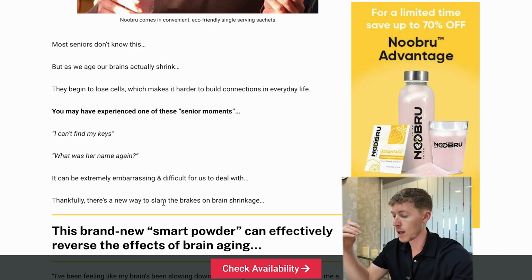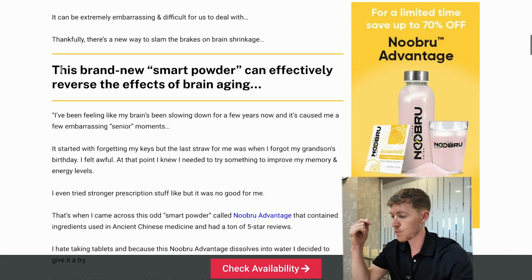It says, thankfully, there's a new way to slam the brakes on brain shrinkage, right? Now we're introducing the solution. This brand new smart powder can effectively reverse the effects of brain aging.